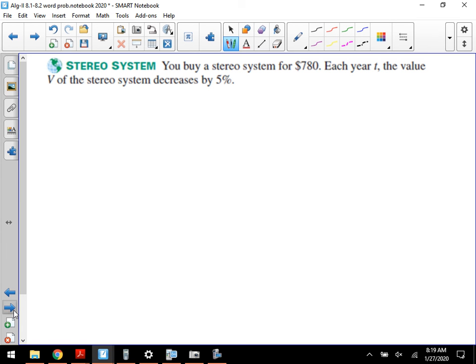So obviously, I'm pretty sure most of you guys haven't bought a stereo system. Most people don't buy stereo systems anymore. They're called sound bars. So it's 780 times (1 minus 0.05) to the t. So that's it. And that's what we're looking at. And again, we can throw values in there and set things up.